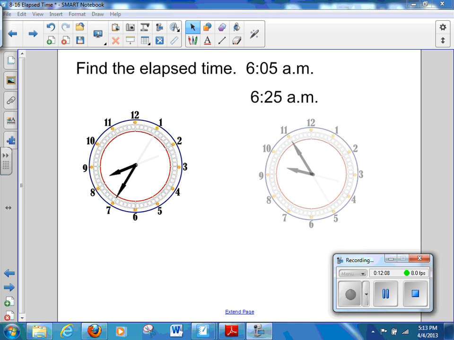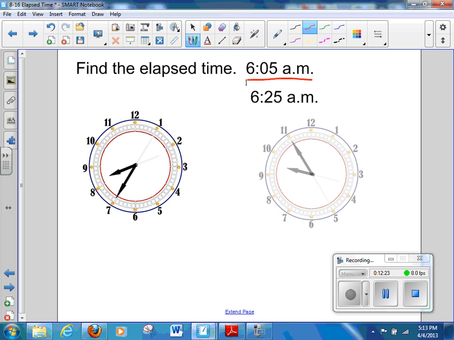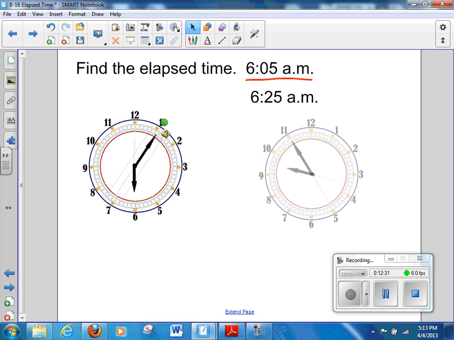Now we've got a little bit different problem to work on. It says find the elapsed time. Remember, elapsed time is the amount of time between two given times. And we're going to set up one clock on the left to be the top time, 6:05. So let me get that ready. I'm moving the hour hand to the hour of 6 and the minute hand to be 5 minutes after the hour. That is 6:05. And then the time that it elapsed to is 6:25. Let me get the hour of 6 handy. There we got 6 o'clock, and it says 6:25.